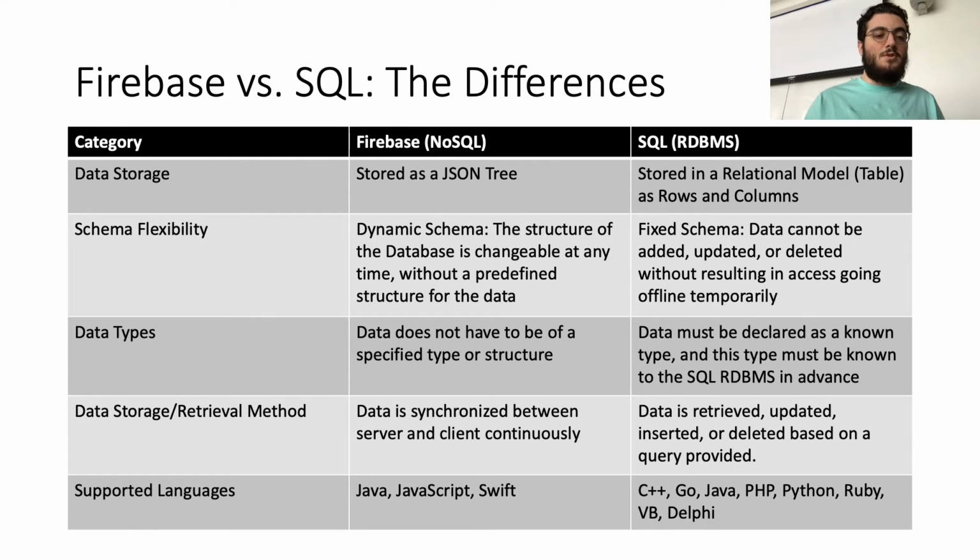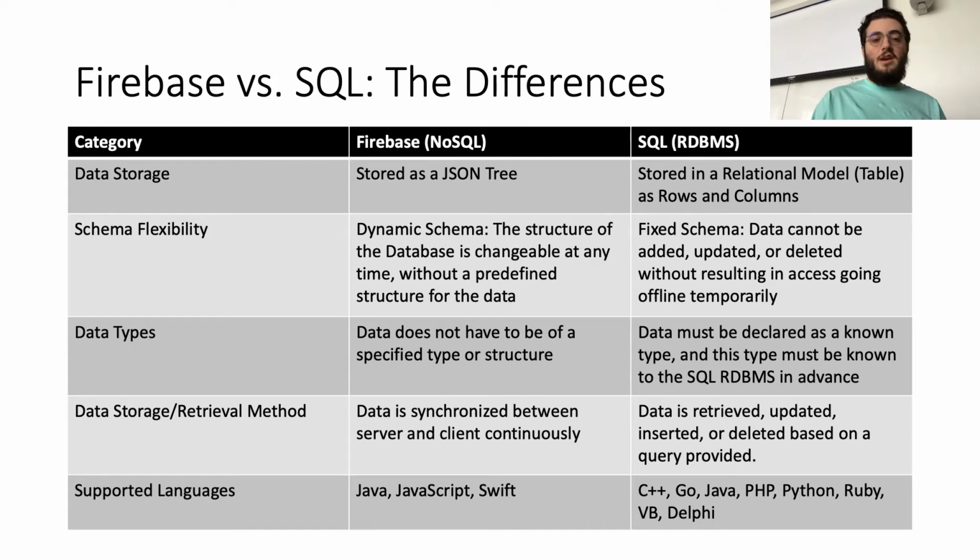In terms of data storage and retrieval, in Firebase, data is synchronized between the server and client continuously. In SQL, the data is retrieved, updated, inserted, or deleted based on a query provided. So the query is the initiator in a traditional SQL database. In Firebase, there's no real initiator. It's continuously synced. And finally, the supported languages. With Firebase, you have a little bit less options. You can interact with it with Java, JavaScript, and Swift.